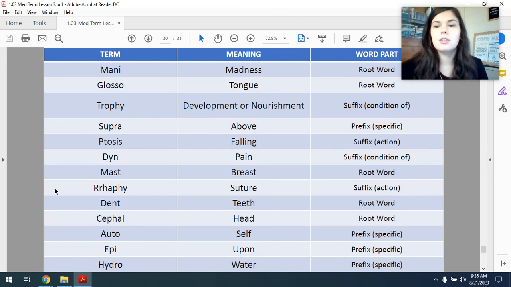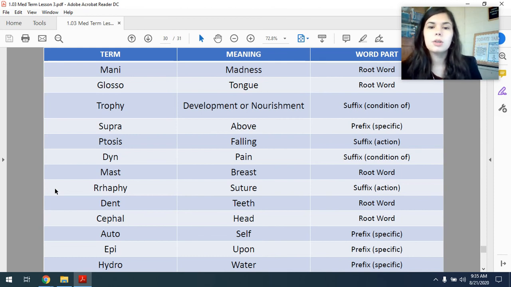Okay, and here is your wrap up for this one. Mania, madness, is a root word because madness is a part of you. Glosso, tongue, is a root word because it's a body part. Trophy, development or nourishment, is a suffix because it is describing the condition of something. Supra, meaning above, is a prefix because it's telling you specifically where something is located. Ptosis, meaning falling, is a suffix because it's an action.